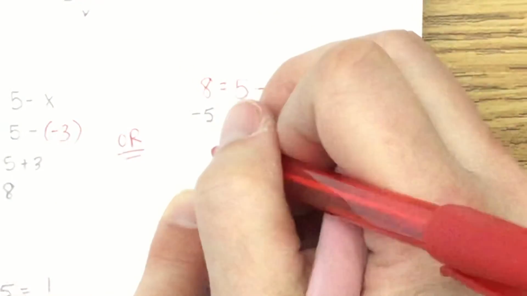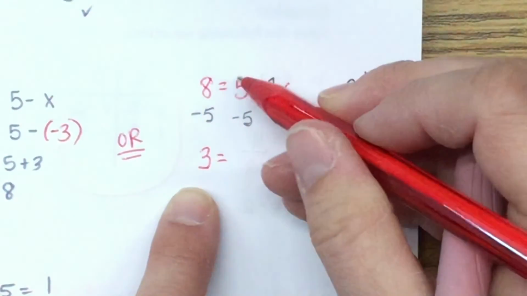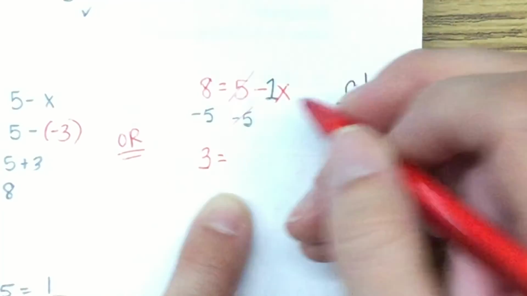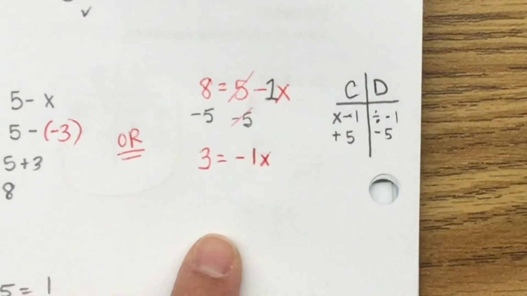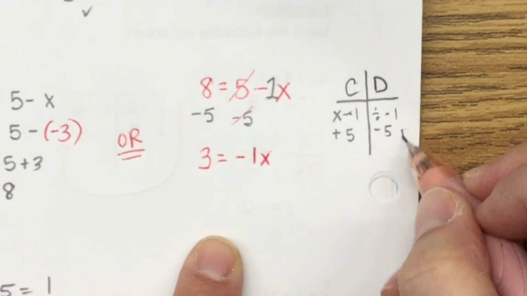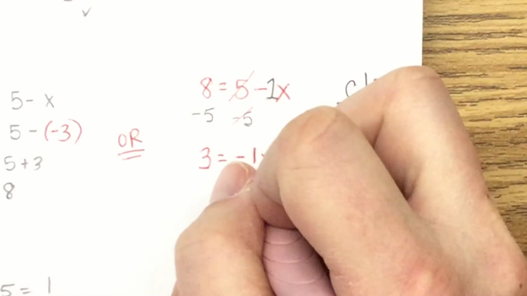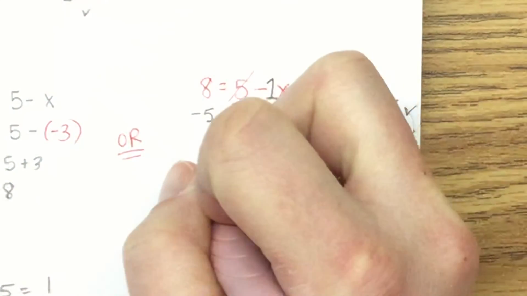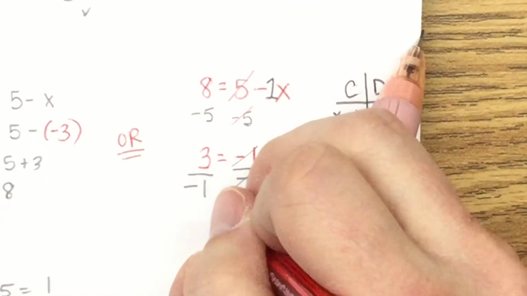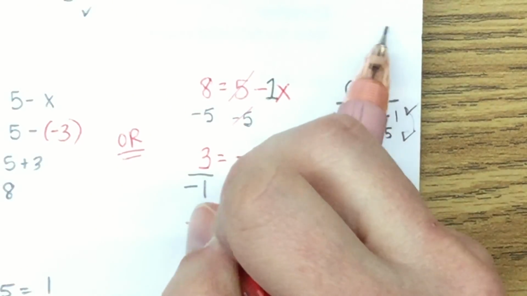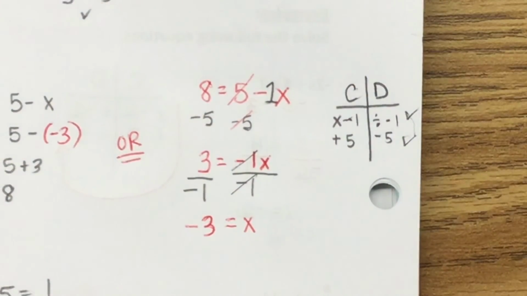So 8 minus 5 is 3. Plus 5 minus 5, well, that's 0. And then we're still left with minus 1x. Now I have to divide by minus 1. Divide by minus 1. The minus 1's cancel. And I have x equals minus 3. Notice how we get the exact same answer, but we took 2 different approaches. And they're both totally fine.